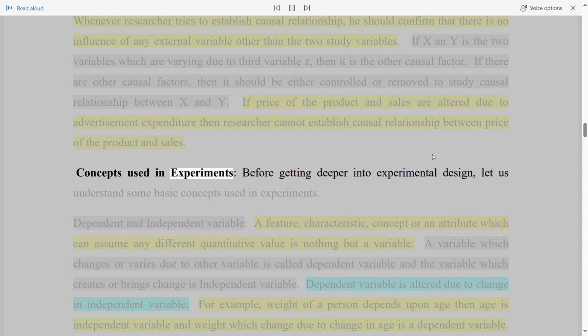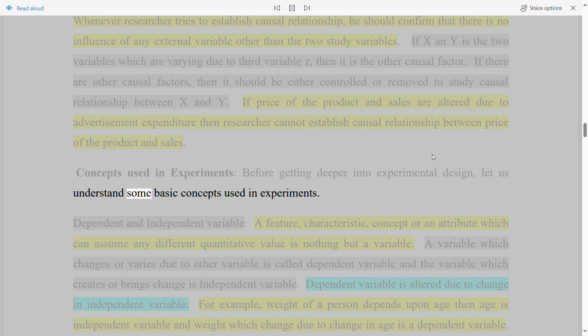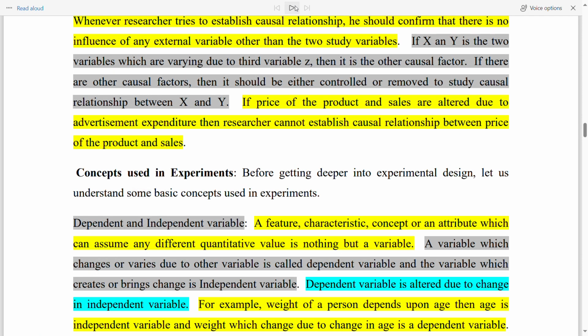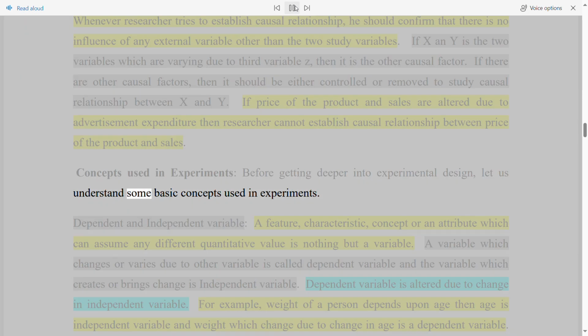Concepts used in experiments. Before getting deeper into experimental design, let us understand some basic concepts used in experiments.